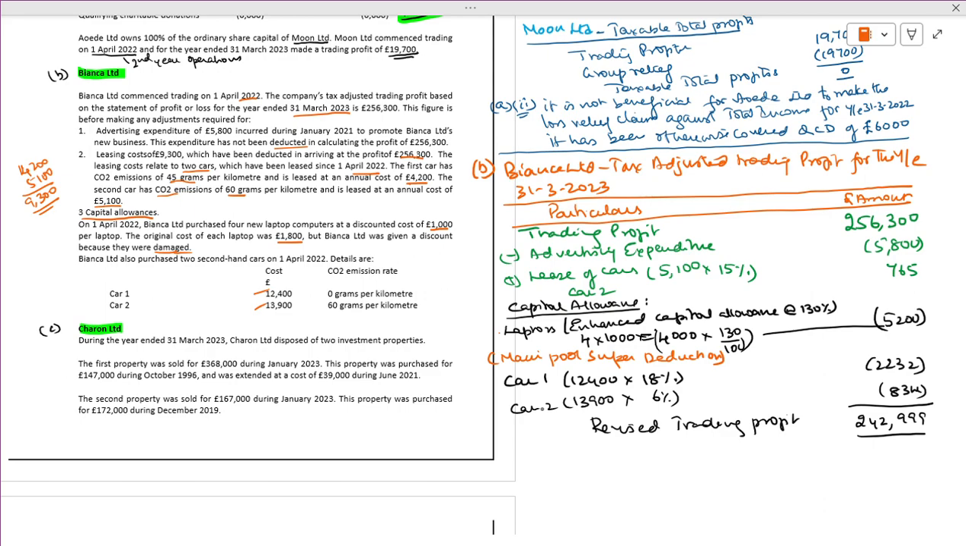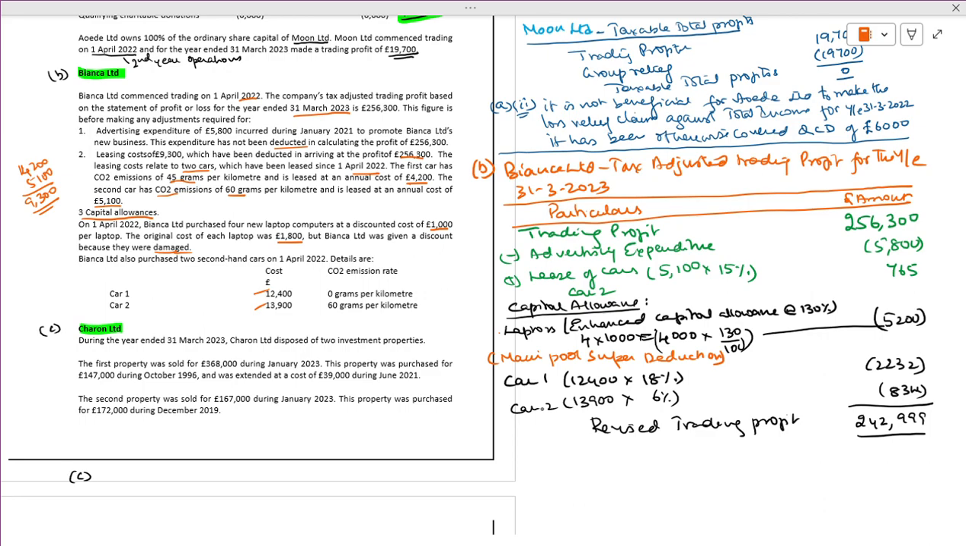What we have done is deducted the advertising expenditure. We have taken the laptops at 130%, and car 1 is a second-hand car, therefore it does not qualify for the 100% first year allowance. It has to be written down at the rate of 18%, and the second car has carbon emissions of almost 60 grams. That is the reason it has been taken at 6%. Fine, this is point B.